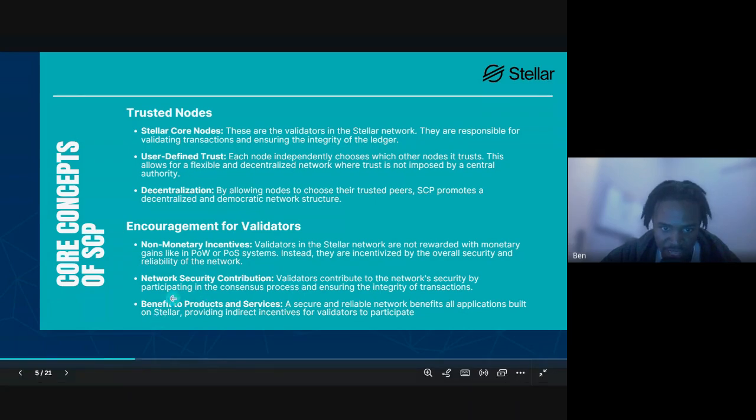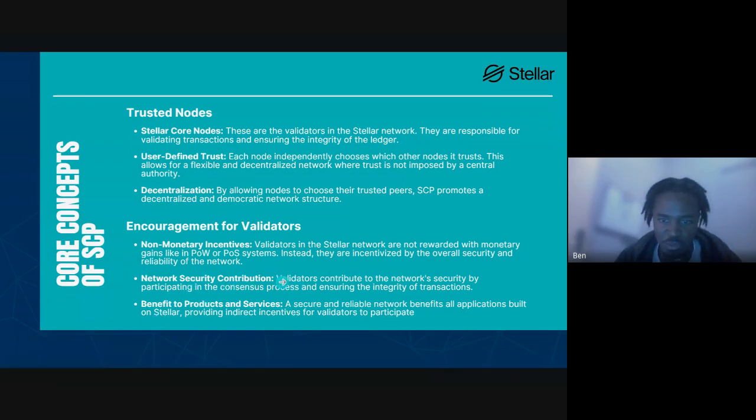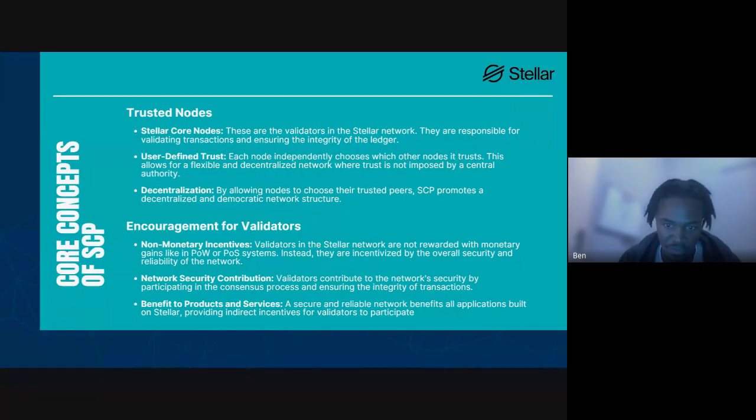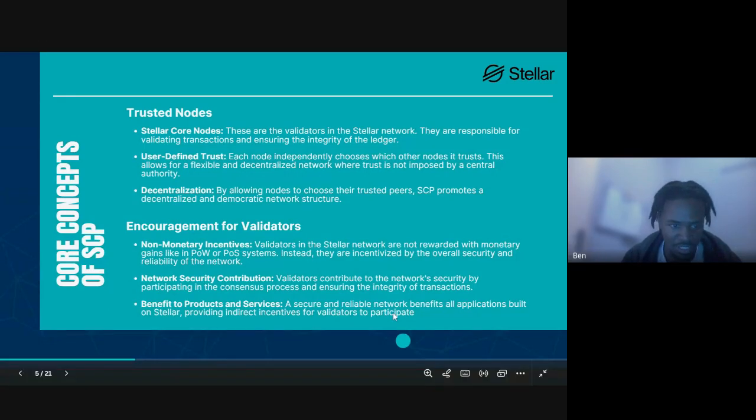And another thing is the network security contribution. Validators contribute to the network security by participating in the consensus process and ensuring the integrity of transactions. There's also benefits to products and services. A secure and reliable network benefits all applications built on Stellar, providing indirect incentives for validators to participate. So even as a validator, you want a system where you can create your application and your smart contract in a way that you know this system is going to be reliable for your application and also for the users. So these are the benefits.